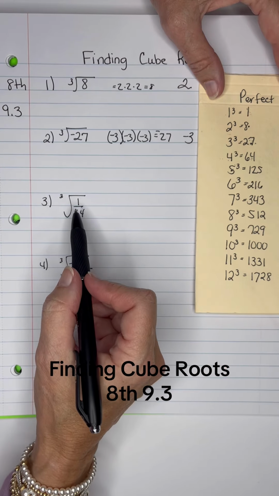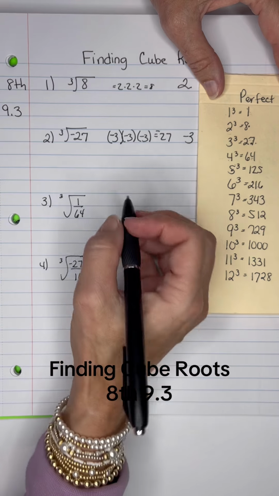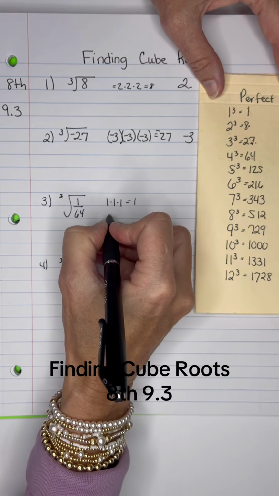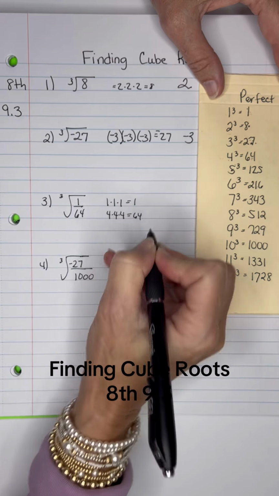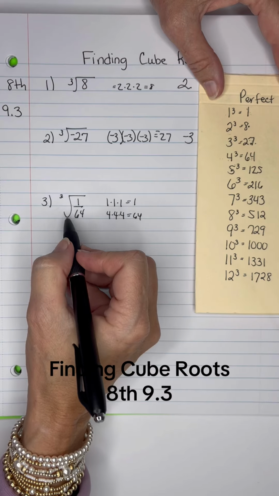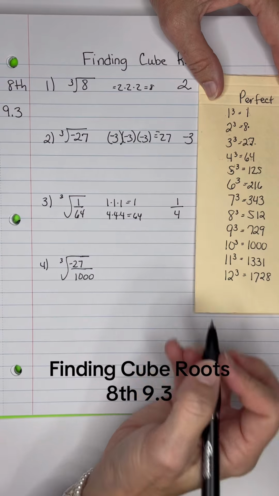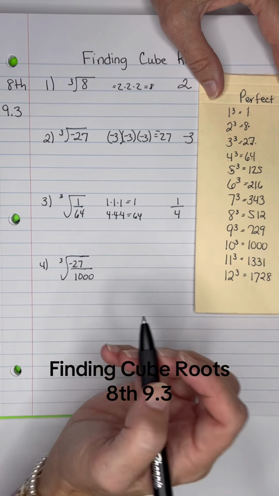It works the same with fractions. This is a perfect cube, and this is a perfect cube. So 1 times 1 times 1 equals 1, and 4 times 4 times 4 is 64. So I just take the cube root of each part, so I get 1 over 4. So the cube root of 1 over 64 is 1/4.